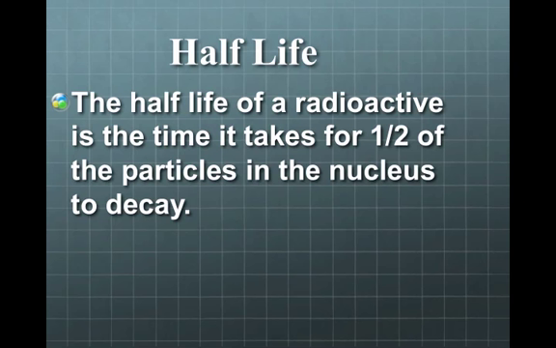Alright, half-life. The half-life of a radioactive isotope is the time that it takes for half of the particles in the nucleus to decay. So how long does it take for half of your sample to become something else? For example, if I have 10 grams of a radioactive isotope, how long does it take before 5 grams of it is still radioactive and the other 5 grams are something completely different? How long does it take for half of it to become something else? Or if you want to consider this, half of the radioactive isotope to go away.